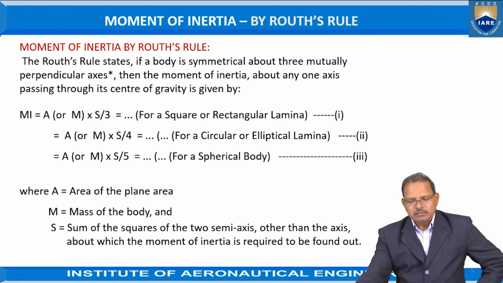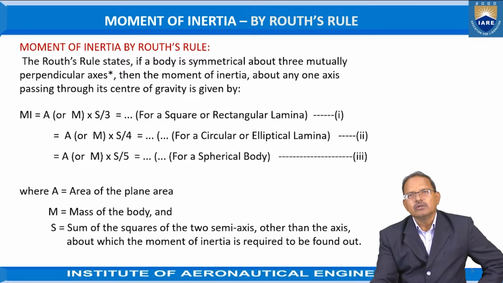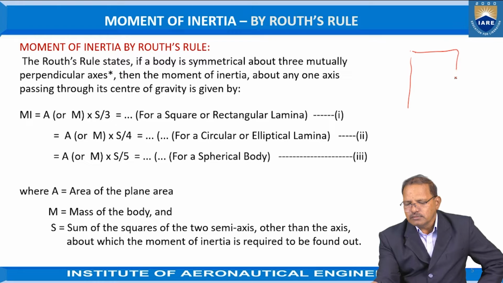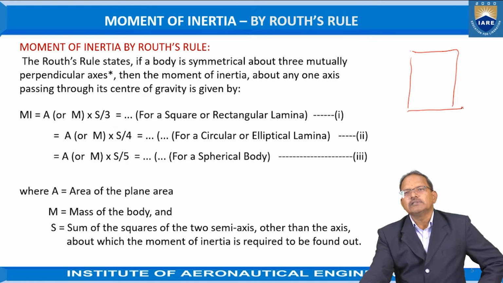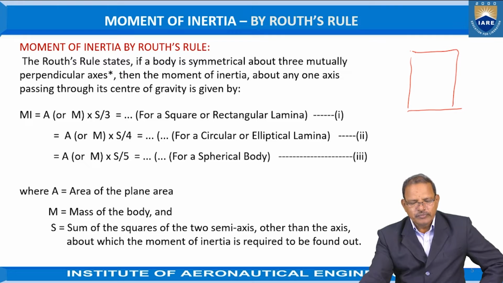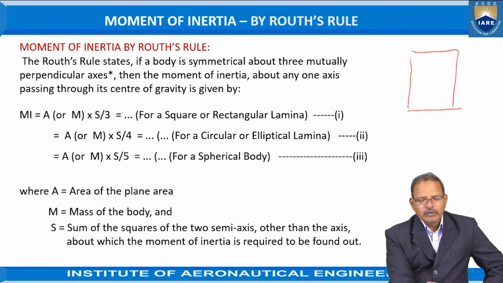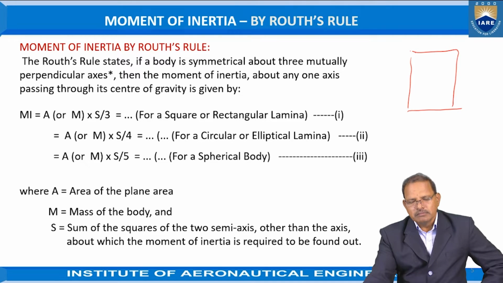The moment of inertia by using Routh's rules. All I told you, it is applicable to regular figures. Here regular figures means it may be a square or rectangle, triangle, circle and semicircle. According to Routh's rules, the moment of inertia of a rectangle is given by A multiplied by S by 3 now.